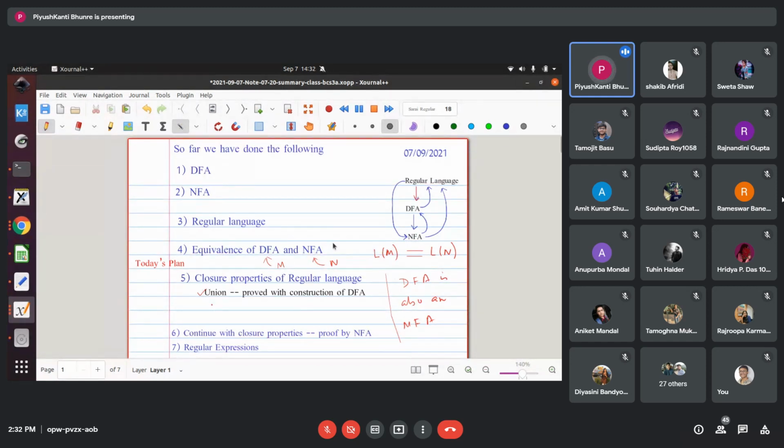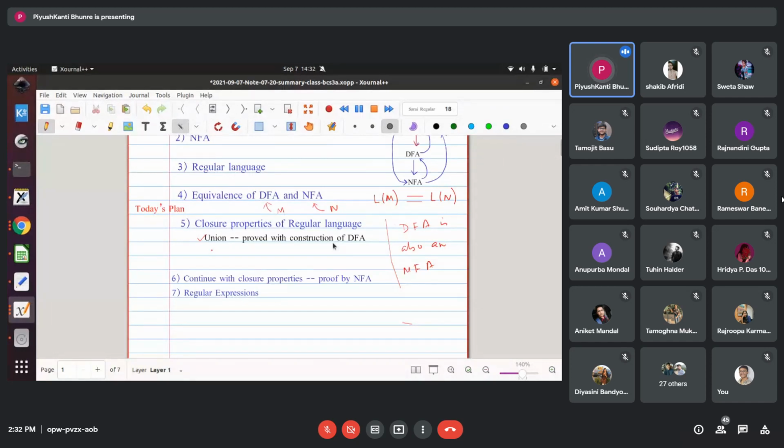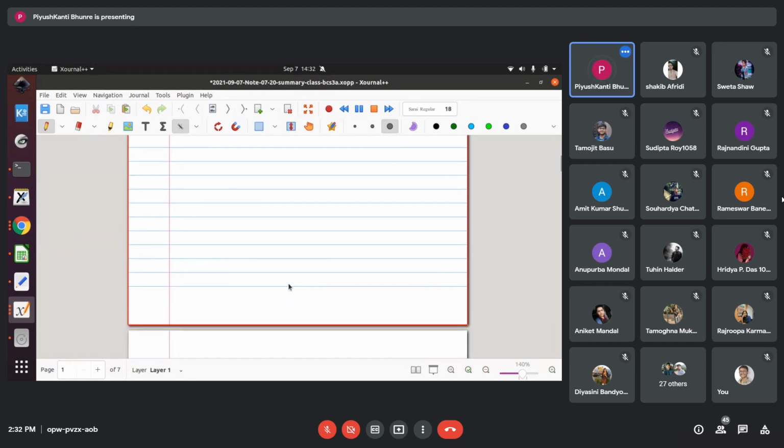After this I'll give you a particular example of how to construct that DFA for a given NFA. That is a very important part, and then we talk about that. In fact, this is our plan for today. The other parts we have already discussed, and one part is left out, the equivalence, that we'll do today.